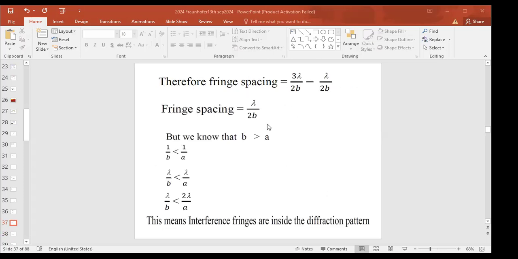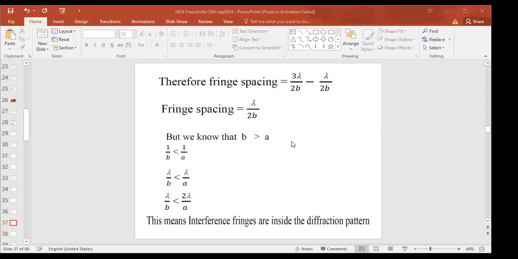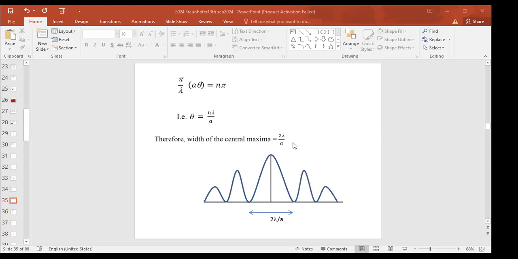Now here, 2 lambda over a. Yeah, here. So lambda over 2b, here, 2 lambda over a, right? So this is the central width of the central maximum. So this is the 2 lambda over a, right? So 2 lambda over a is the central maxima due to the diffraction of single slit.